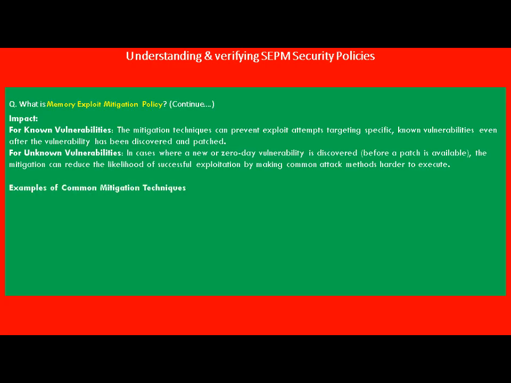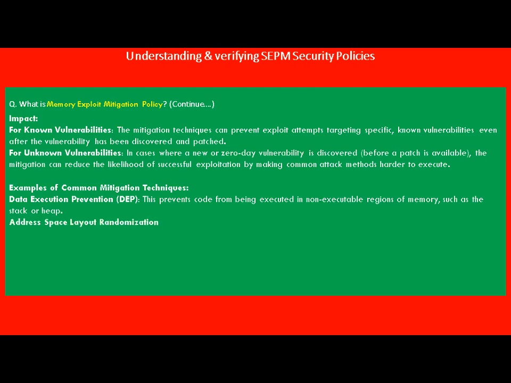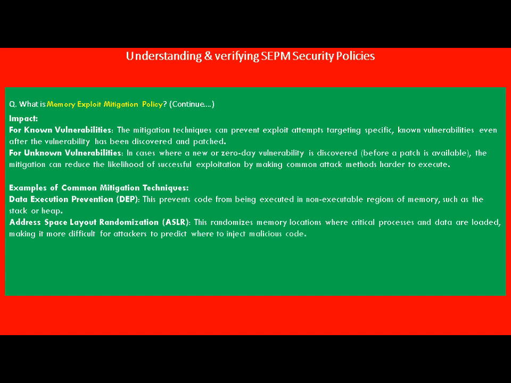So examples of common mitigation techniques: data execution prevention, that is DEP. This prevents code from being executed in non-executable regions of memory, such as the stack or heap. Address space layout randomization. This randomizes memory locations where critical processes and data are loaded, making it more difficult for attackers to predict where to inject malicious code.